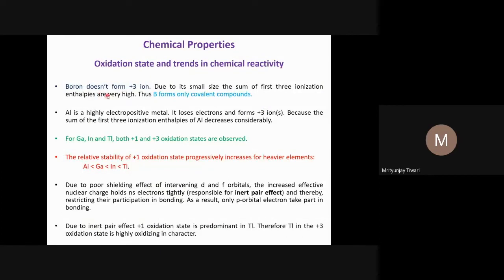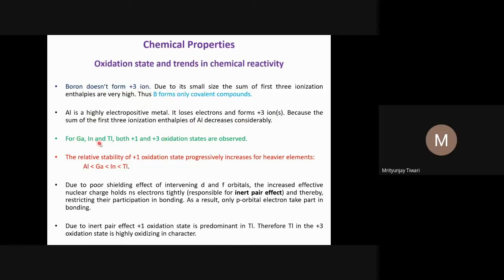So what we see, boron doesn't form a plus 3 ion, as I have said earlier. Why doesn't it form? Due to its small size, the sum of the first 3 ionization enthalpies is very high. Thus, boron forms only covalent compounds. And aluminium is a highly electropositive metal. This we know. It loses electrons and forms plus 3 ions because the sum of the first 3 ionization enthalpies of aluminium decreases considerably if you compare with boron.